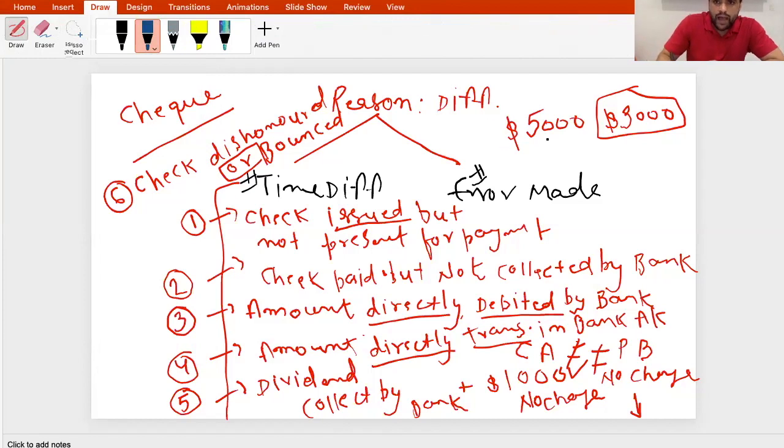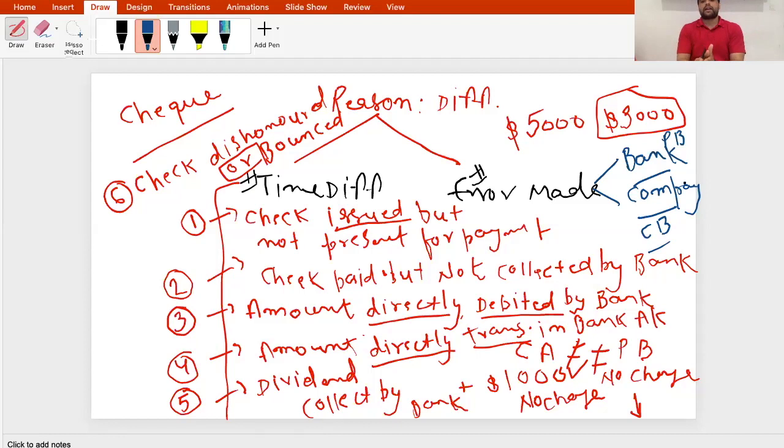For error made, we have two things here: error made by the bank, in the passbook, or error made by the company. By bank means passbook, and by company means cash book. So if any kind of error is made by the bank or the company, there could be a difference between the passbook and the cash book. So that's all about the reasons.